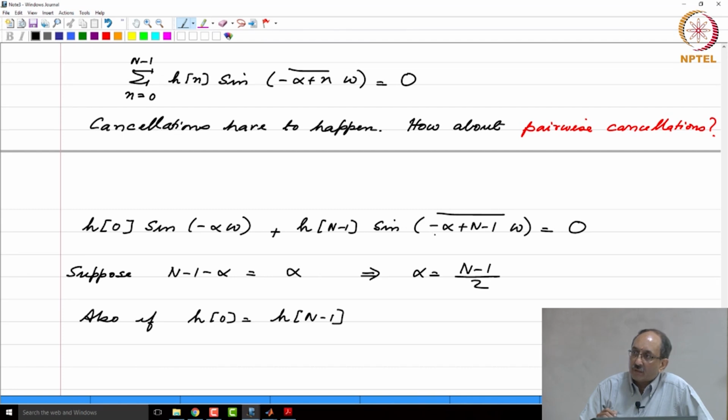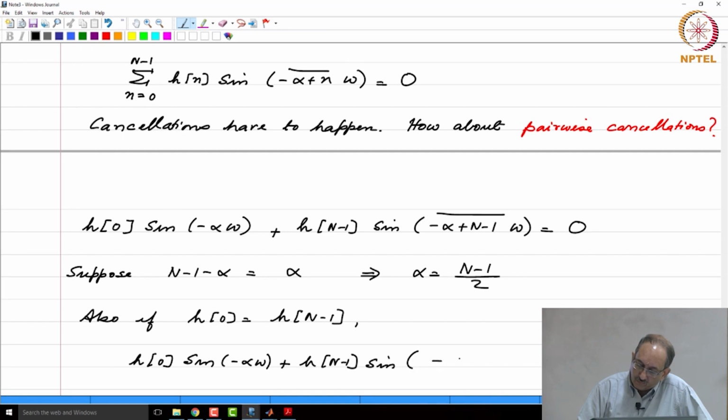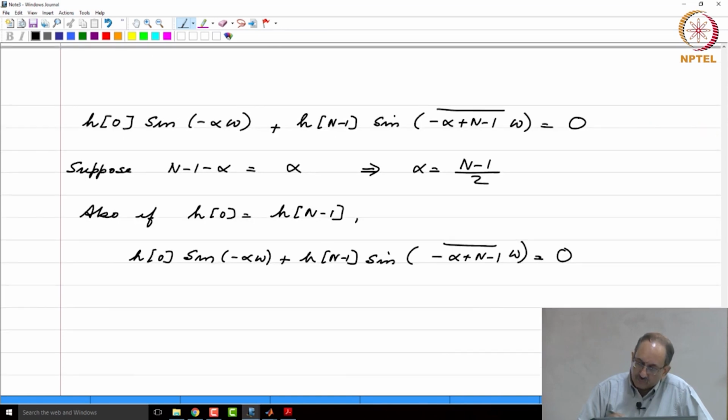then these two terms will cancel, because the coefficients are the same and the arguments of the sine have equal and opposite angles. Therefore, if this is true, then h of 0 sine minus alpha omega plus h of N minus 1 sine of minus alpha plus N minus 1 times omega equals 0 under these two conditions, alpha equal to N minus 1 by 2 and h of 0 equals h of N minus 1. So, this is the first real progress you have made in trying to solve this.